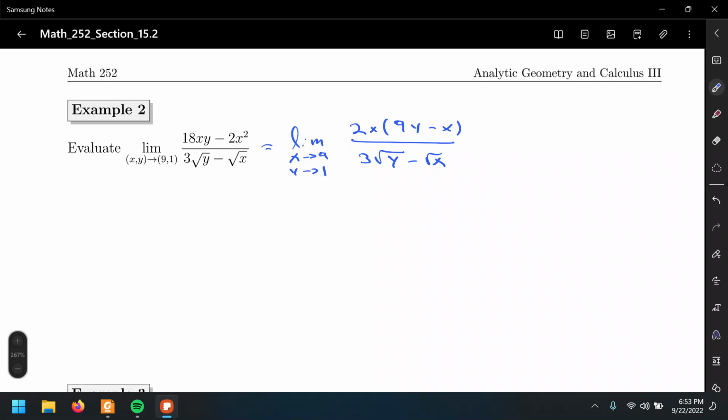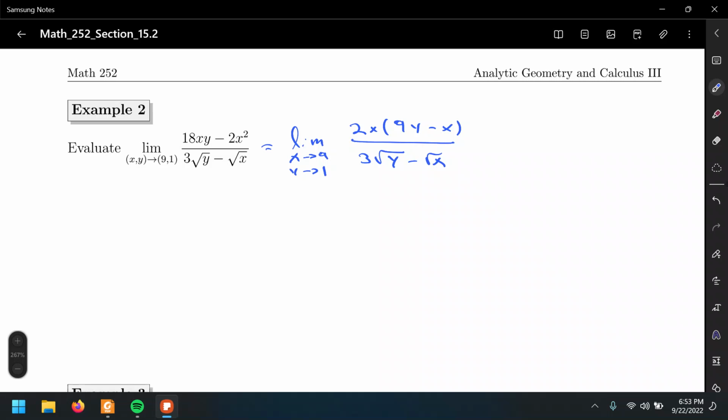Can we do L'Hopital? L'Hopital's, well, here is an issue. We might be able to use L'Hopital's, however, we have more than one variable here. So we would have to use the topic that is coming in the next section. So in this case, we would have to use an algebraic technique.